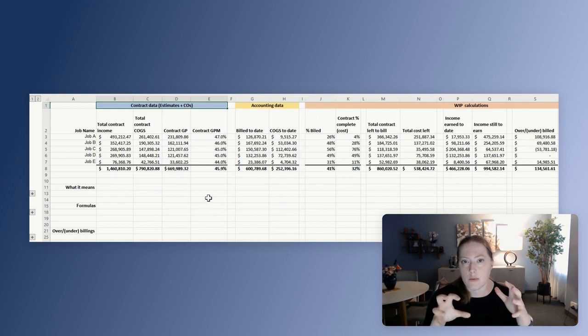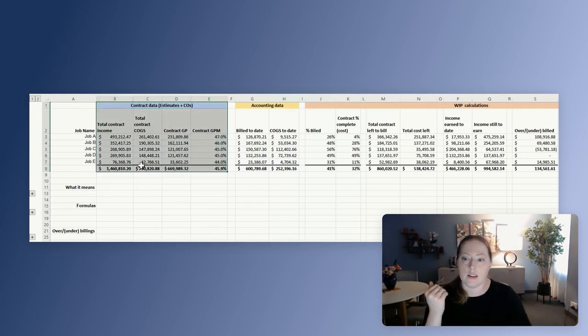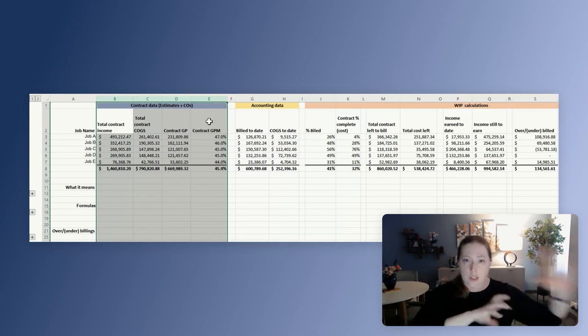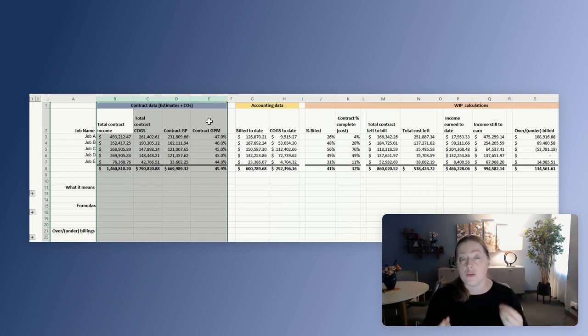And I also want to give you a disclaimer here that a work in progress report is going to be very, very difficult if your systems are not set up for this. And what do I mean by this? I mean that if this contract information right here, from column B to E, is in a lot of different spreadsheets or written somewhere, it's going to be really, really hard to gather all this information in a timely and very consistent basis.